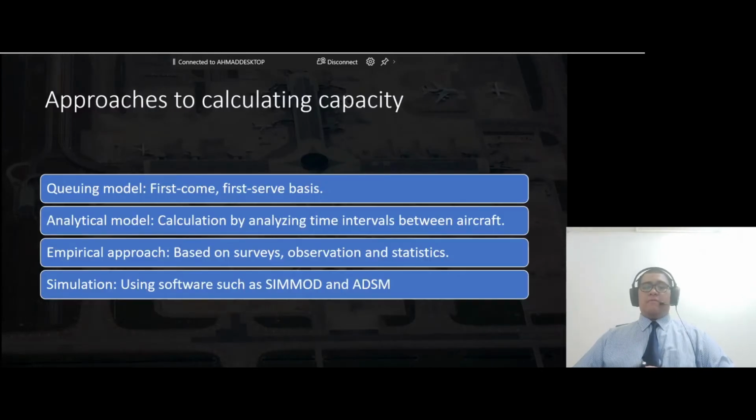Now, there are four main approaches to calculating the capacity of an airport. First, we have the queuing model, which is on a first come, first served basis. Second, an analytical model, which will be used in this project. An analytical model is the calculation by analyzing time intervals between aircraft. Next, we have the empirical approach, which is based on surveys, observations, and statistics. Finally, we have the simulation approach, which is through the use of advanced software such as CMOD and ADSM.